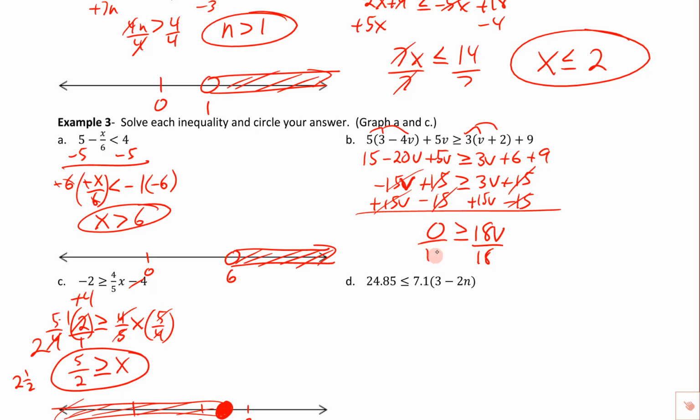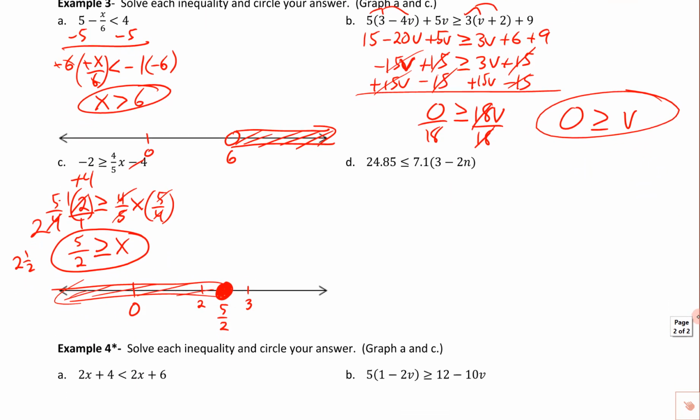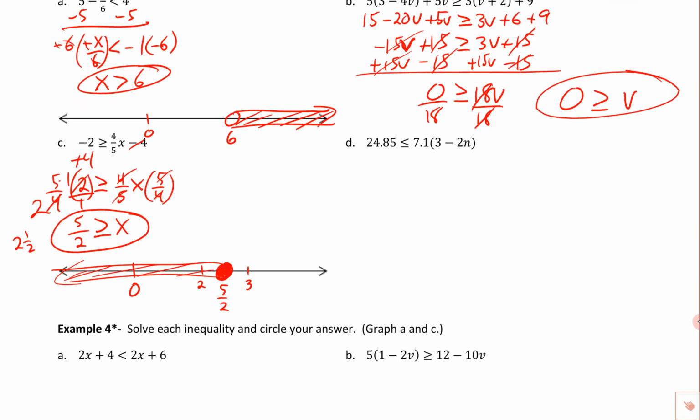So we're going to divide by 18. Those are going to cancel, so this is going to stay the same direction. So if we read from the variable, v, the answers are going to be less than or equal to 0. All set there. Okay, let's take a look at this next one here.